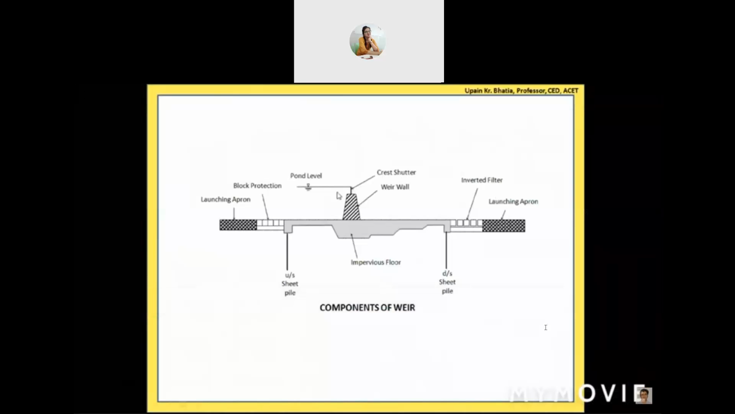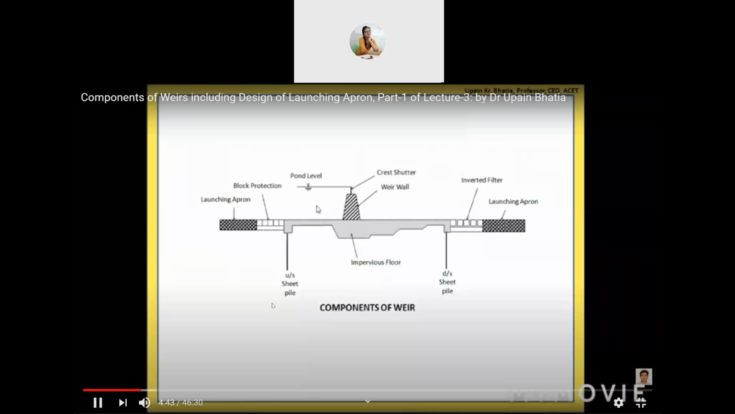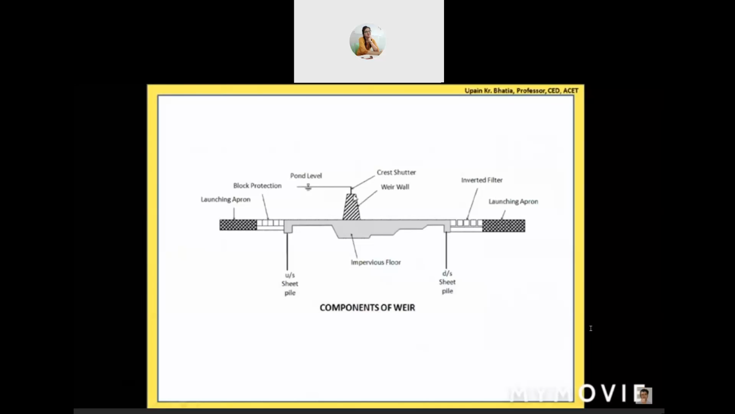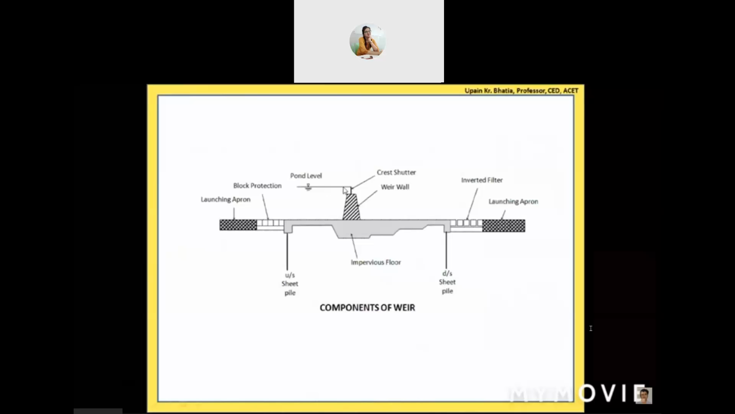So this is the crest shutter, and you can see that the weir wall is of more height than the crest shutter. That means most of the storage that is obtained on the upstream side is due to the weir wall, and some storage can be increased further by installing the crest shutter. So these crest shutters can be removed also. When you install these crest shutters, then the storage can be increased up to this level. So including the crest shutter, whatever is the maximum level of water that we can store on the upstream side of this weir section, that is called the pond level.